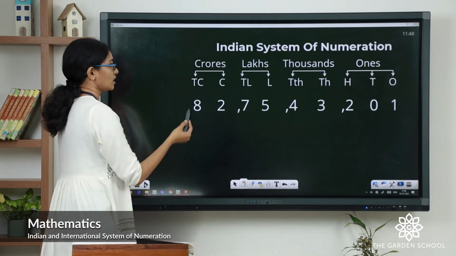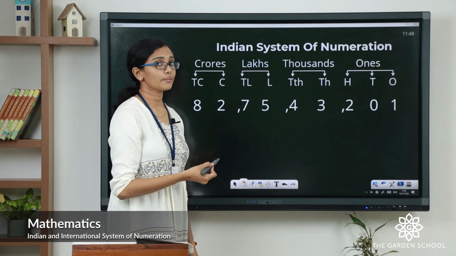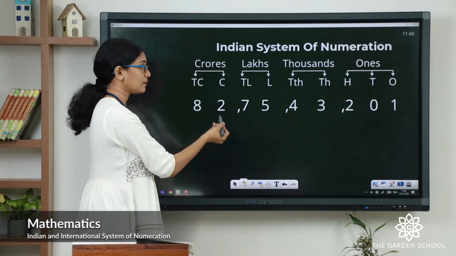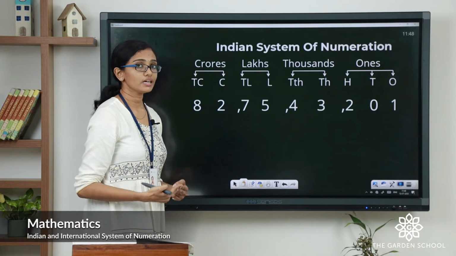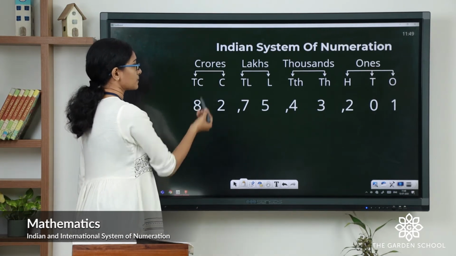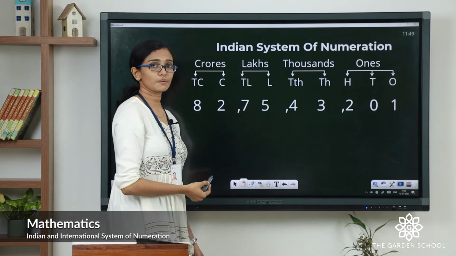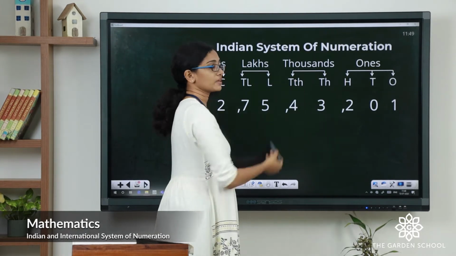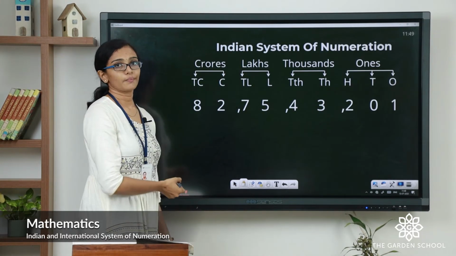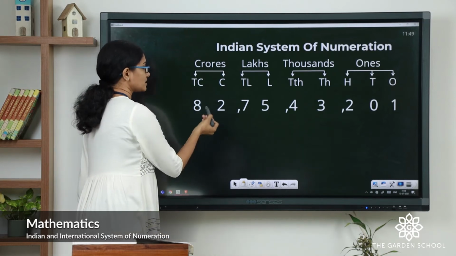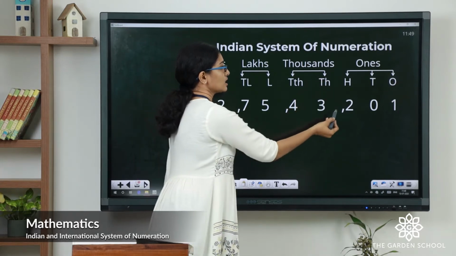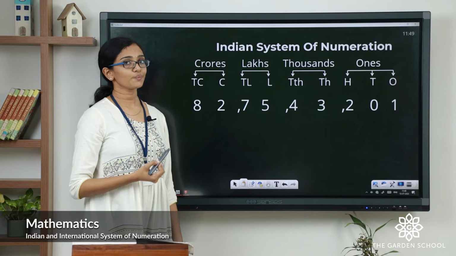Now, how do we read this number? We read the number according to the place values of its digits. All the digits that come under the same period are always read together, and the name of the period is read alongside. So these two come under this period, these 2 digits come under this period, these 2 digits come under this period, and these 3 digits come under this period. So let's read this number. It is 82 crore, 75 lakh, 43,201. I hope this is clear to you.